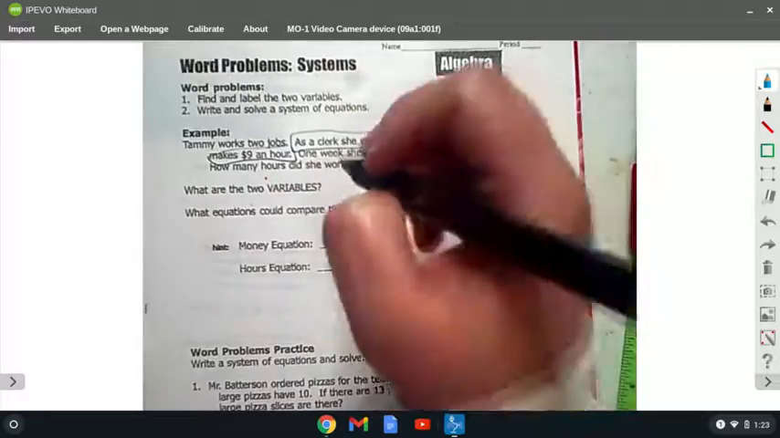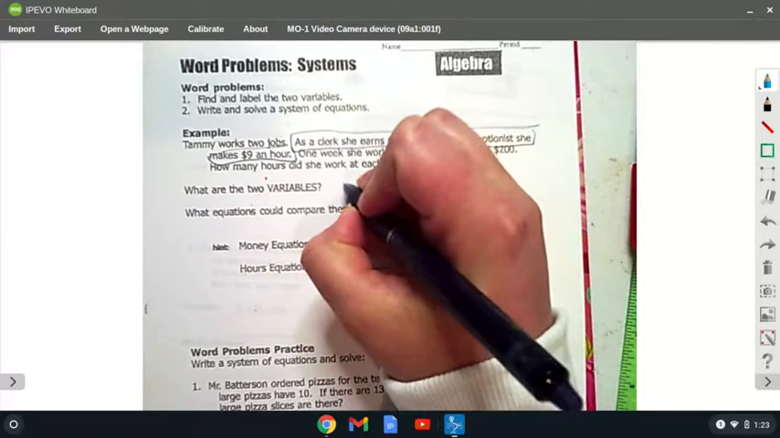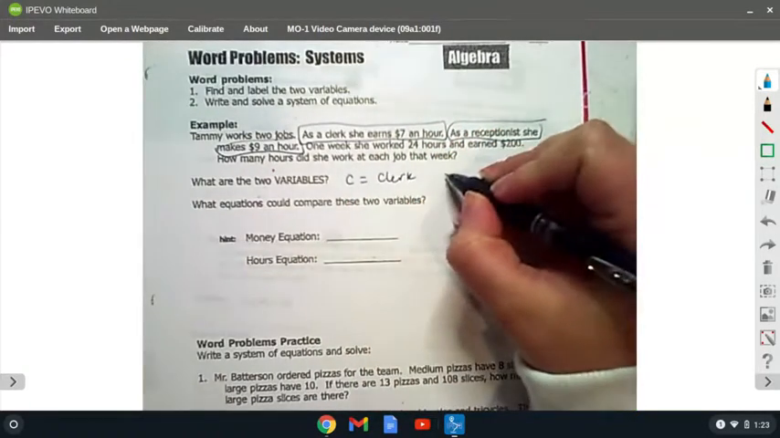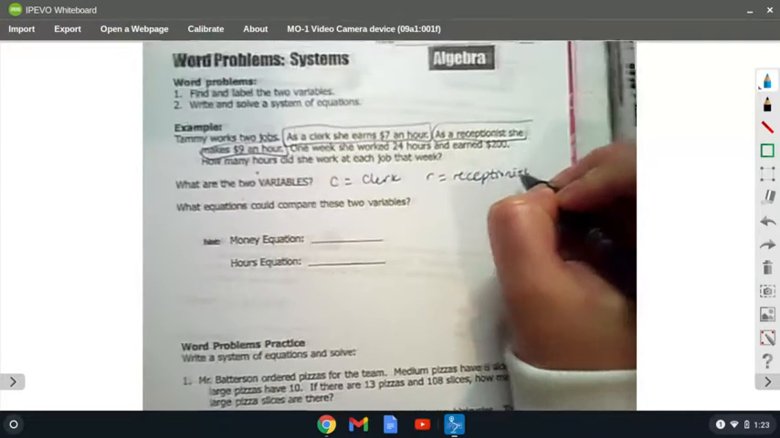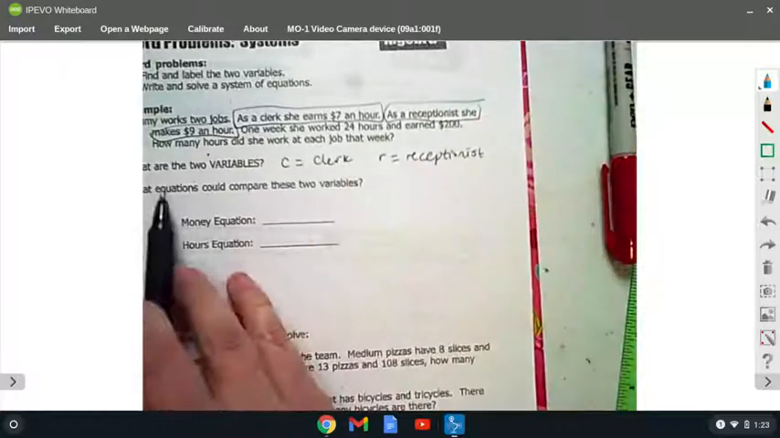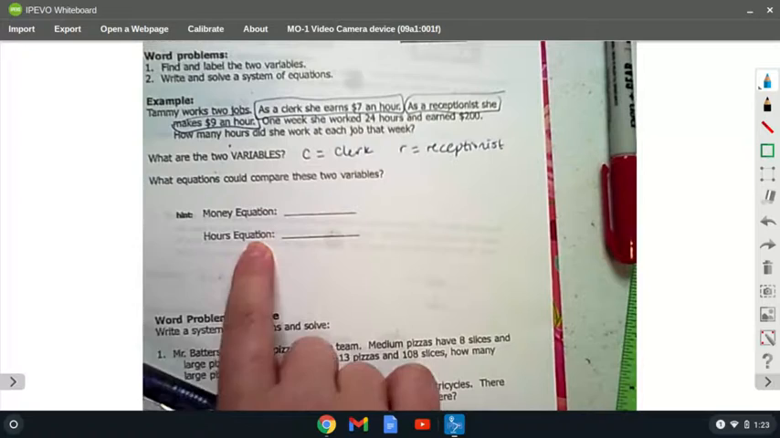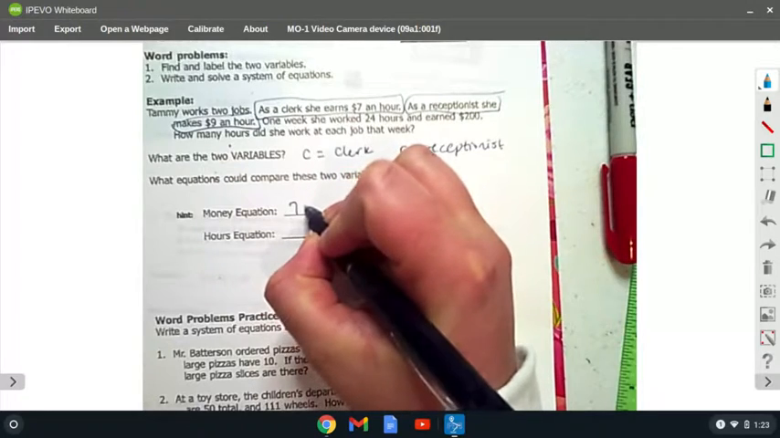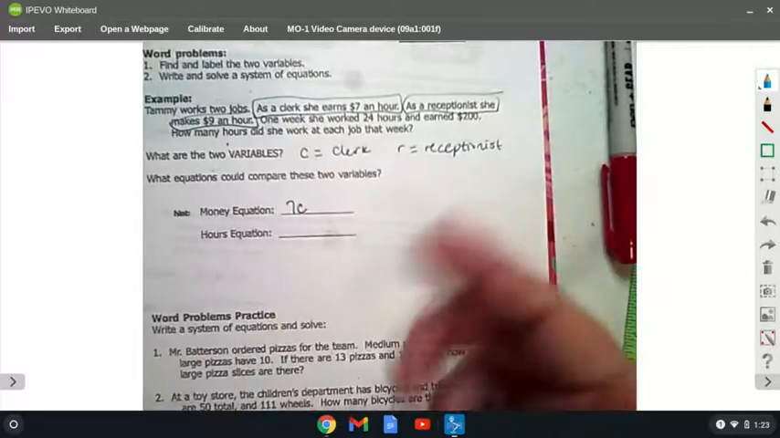Okay. So I would say that our two variables are her two different jobs. We have the variable C for when she's a clerk, and the variable R for when she's a receptionist. So what equations could compare these two variables? A hint here is we're going to have an hourly equation and a money equation. Starting with money, when she's a clerk, she makes $7 an hour, so I'm going to do 7 times C, because $7 per her hours as a clerk.